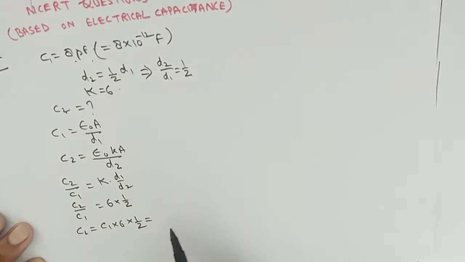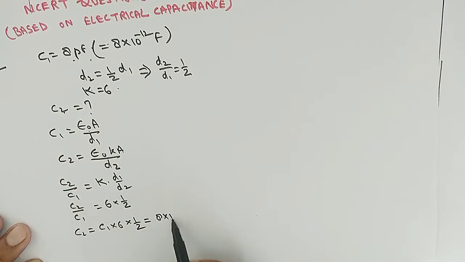C1 is given as 8 picofarad. So 8 into 10 to power minus 12 farad into 6 into half. Now just solve it and you will find its value. It is 96 into 10 to power minus 12 farad, or simply you can say 96 picofarad. This is the solution of the first question.